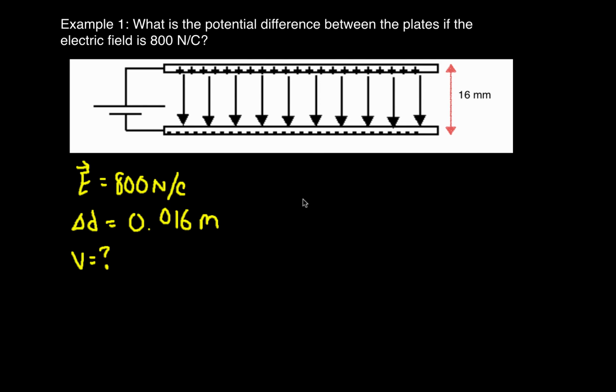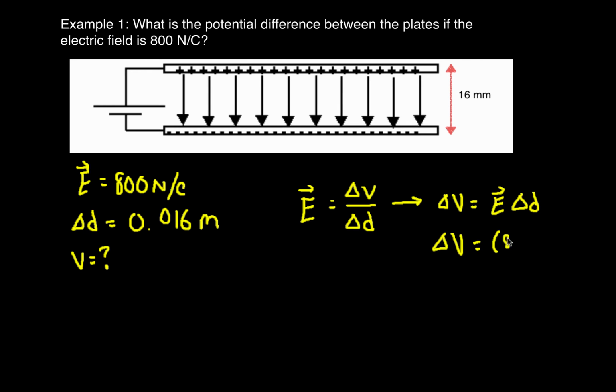We'll use the formula electric field is equal to change in voltage divided by the plate separation distance, so that the voltage between these two plates is equal to the electric field times the plate separation distance, which gives us a battery voltage equal to 800 times 16 millimeters, or 0.016 meters, which is a battery voltage of 12.8 volts between the plates.